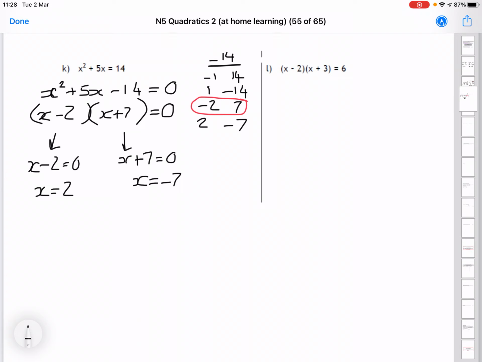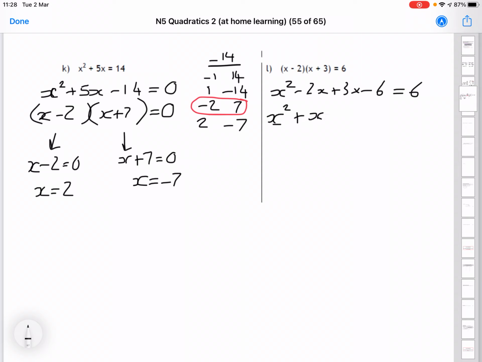Our final example here, we have our double brackets and then equals 6. So everything has to be on the left-hand side. So what we're going to have to do here is use FOIL to remove the brackets and then bring that 6 across to the left so that it says equals 0. So if we break out the brackets with FOIL, we've got x squared minus 2x plus 3x minus 6 equals 6. And then if we tidy this up, we've got x squared minus 2x plus 3x is plus x.